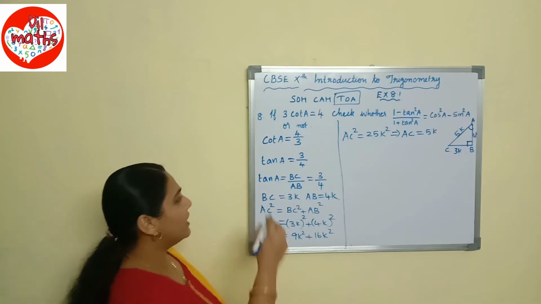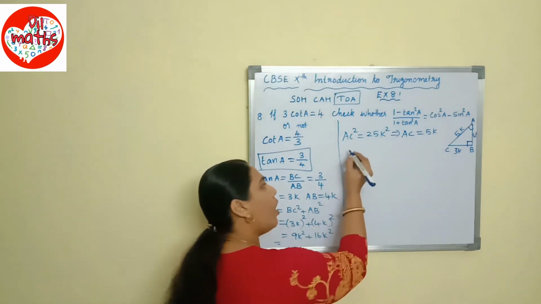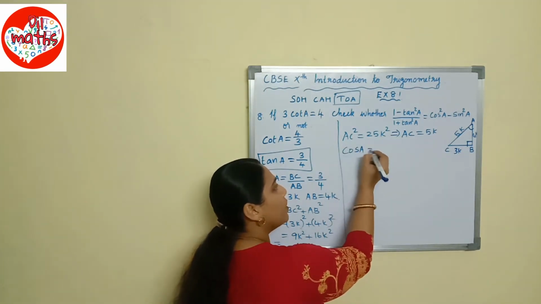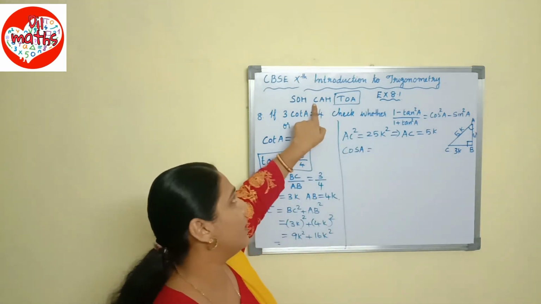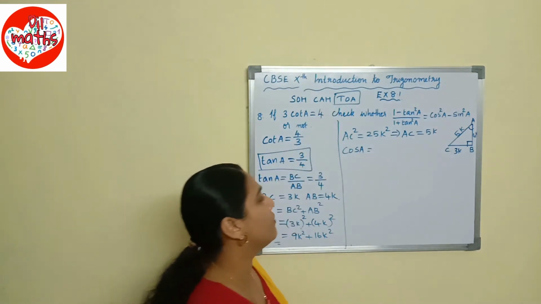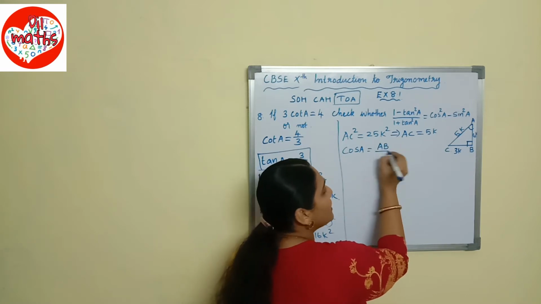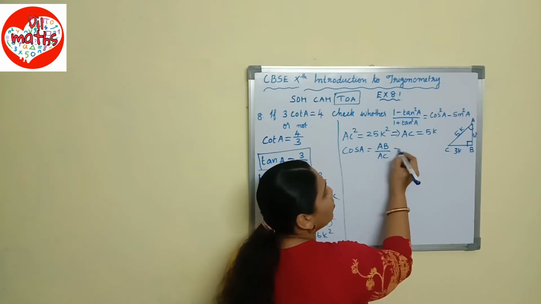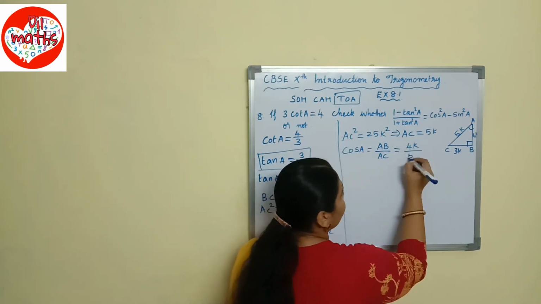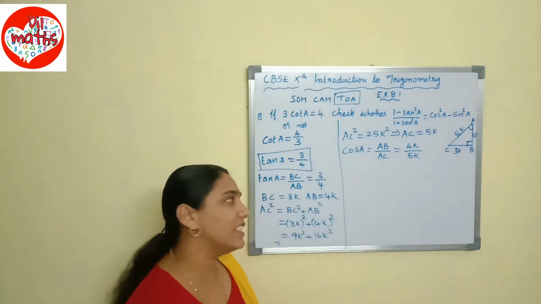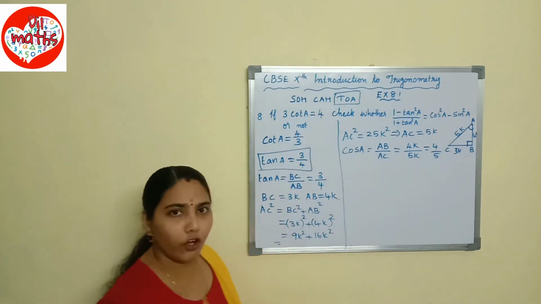Now what should we do? We already found tan A is equal to 3 by 4. Now we should find out cos A and sin A. So what is cos A? Cos A is equal to adjacent side divided by hypotenuse. With respect to this A, which one is the adjacent side? AB is the adjacent side and which one is the hypotenuse? AC is the hypotenuse. What is AB here? 4K, isn't it? And what is AC here? 5K. So we can cancel the common factor K there. So we get 4 by 5. Okay, so cos A is equal to 4 by 5.